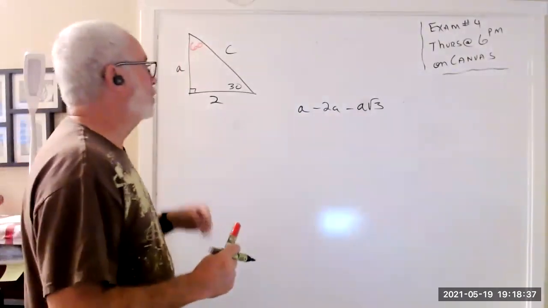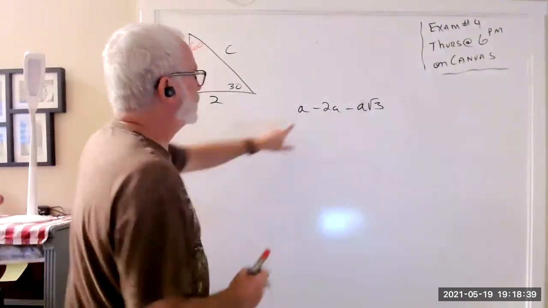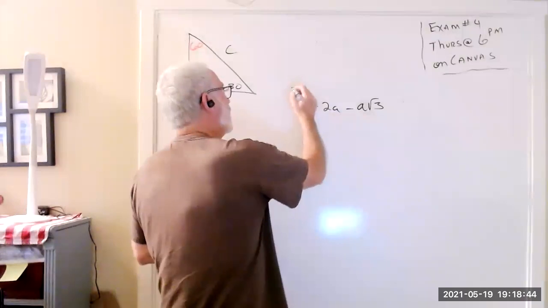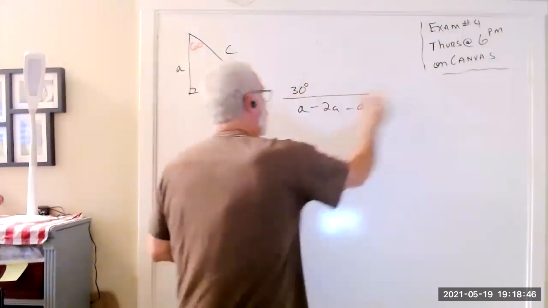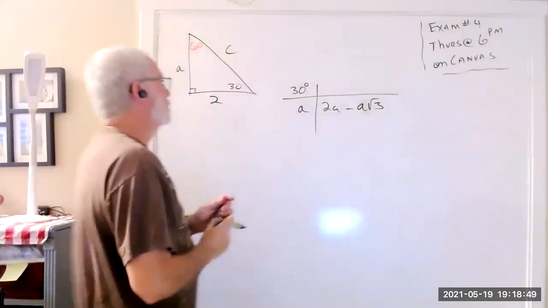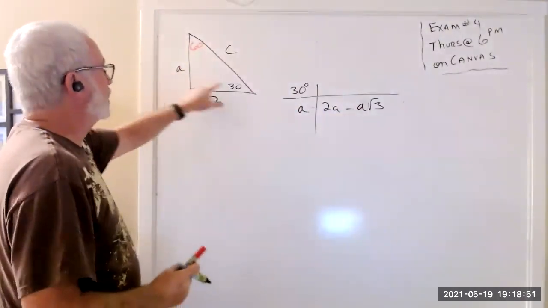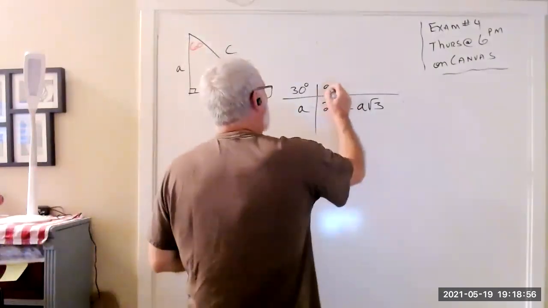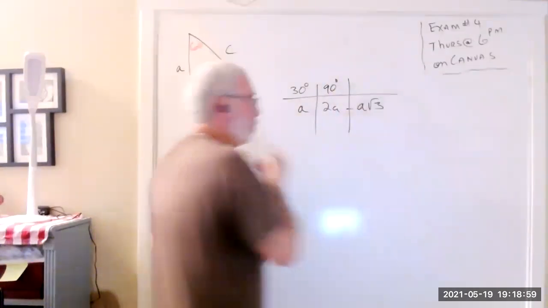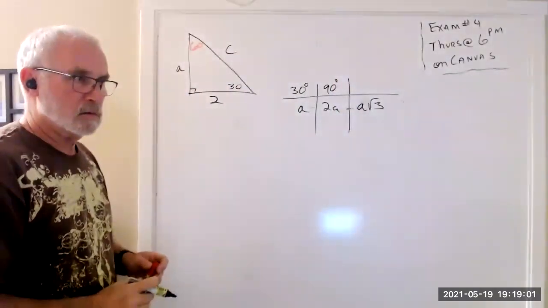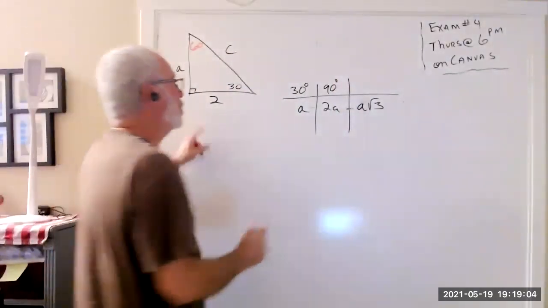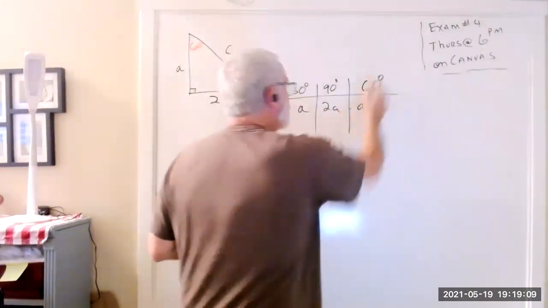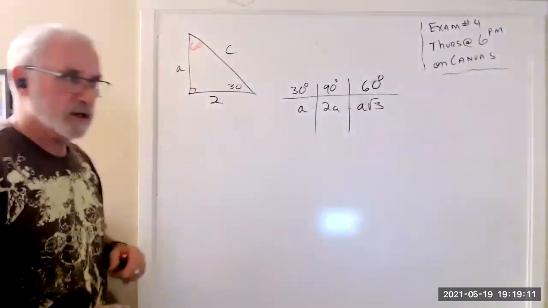Negative 2a? Oh, it's not negative. Okay, that's just a hyphen, a dash. Okay, all right. A is opposite the 30 degrees, always. So 30 degrees is the small side. 2A is opposite to 90 degrees, always. And so A radical 3 is opposite the 60-degree angle, always.